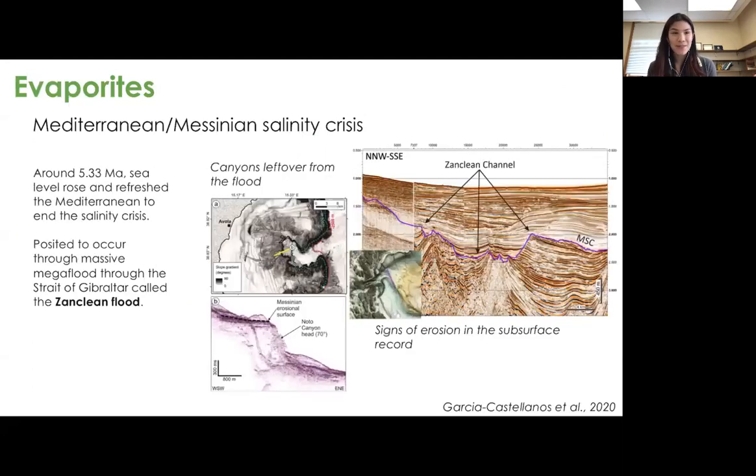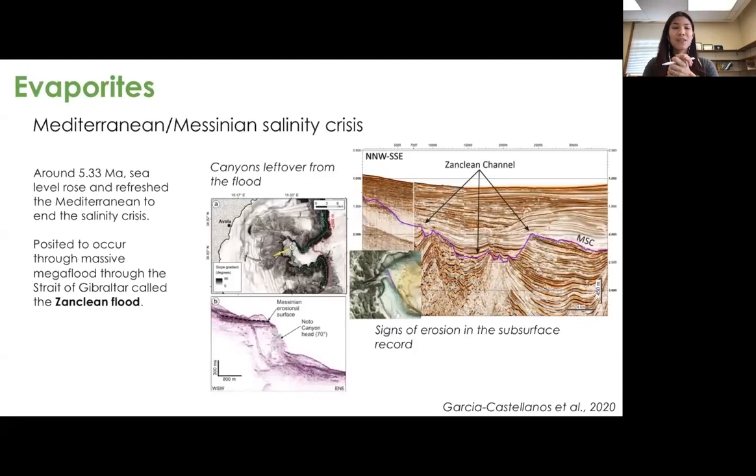Also, a neat aspect of this is we can see evidence of how that connection was breached, or how that connection started up again. So at about 5.33 million years ago, the end of the Messinian, sea level rose, and as it rose, it breached the barrier into the Mediterranean and ended the salinity crisis by replenishing it with more water.